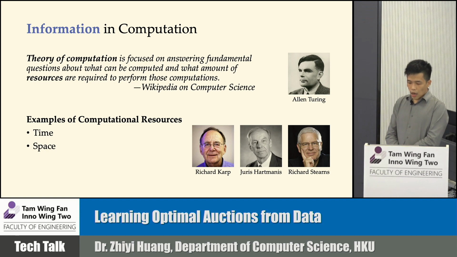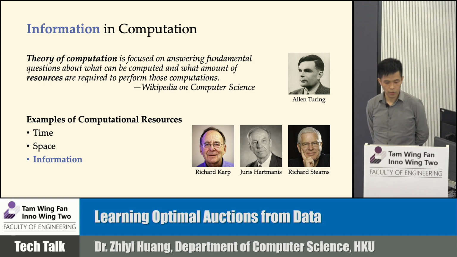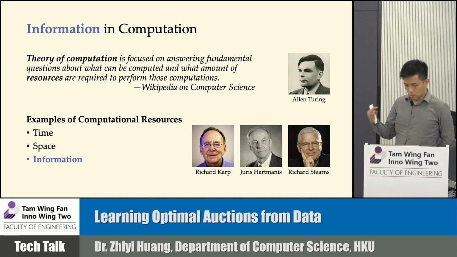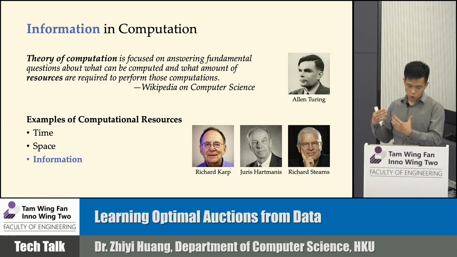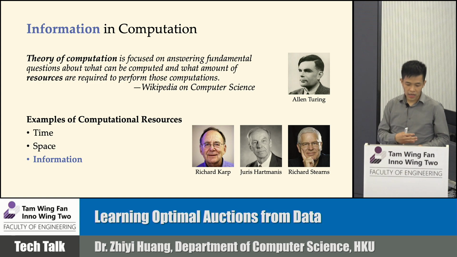But my specialty is somewhat different from these two. I'm interested in information as a computational resource and its role in computation. Although it's not directly relevant to this talk, in all computational problems you need to make sequential decisions based on partial information, or lack of information about the future. That corresponds to another research direction called online algorithms, and one of the pioneers who investigated online algorithms is none other than Richard Karp.